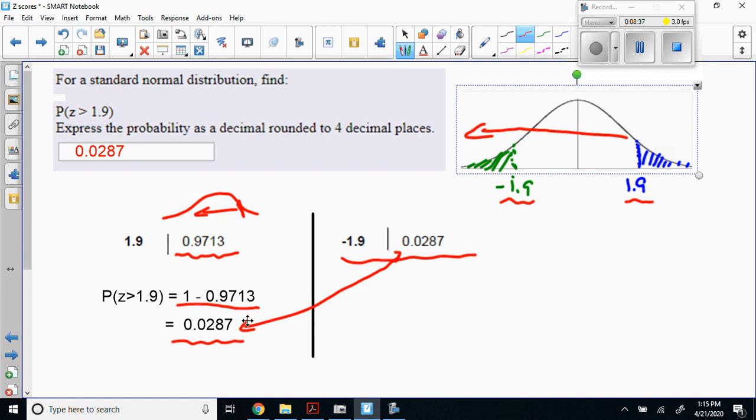So this is a key right here: greater than. That's what I got to consider, right? Because it's to the right, but all of my values are to the left, considering everything to the left, right? So that's why. All right, so that was number 2.